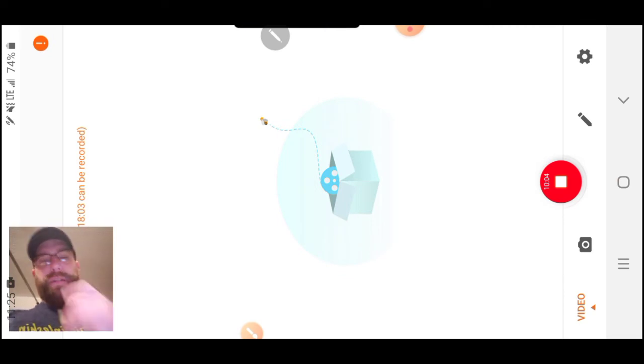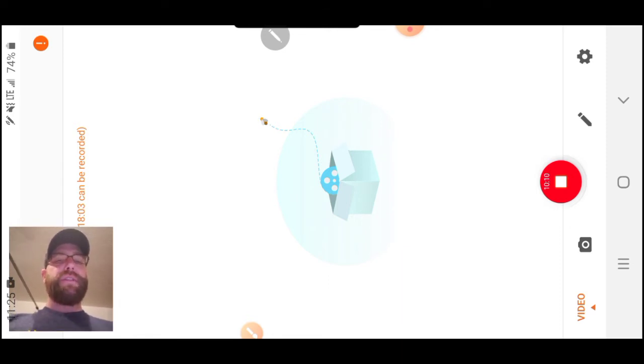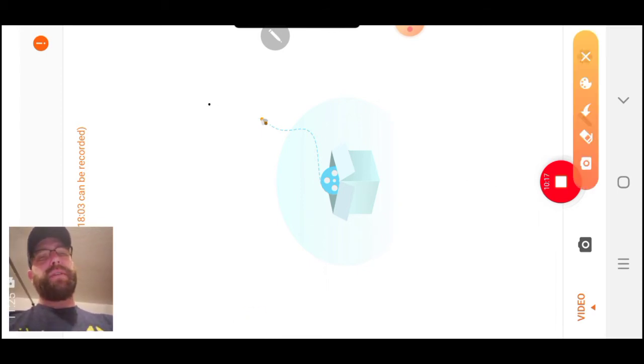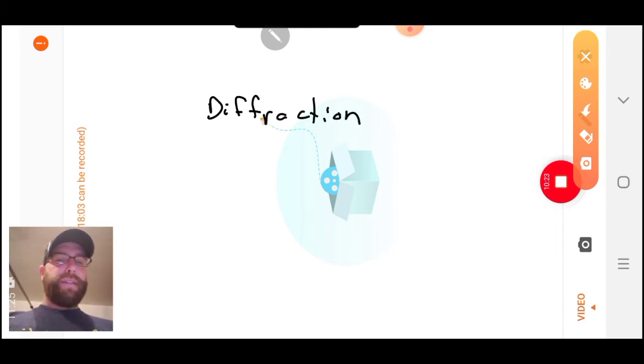So we did reflection, refraction. Now let's look at diffraction. D-I-F-F-R-A-C-T-I-O-N. Diffraction. Diffraction we'll define as the bending of a wave around a corner or around a barrier. The bending of a wave around a corner or barrier.